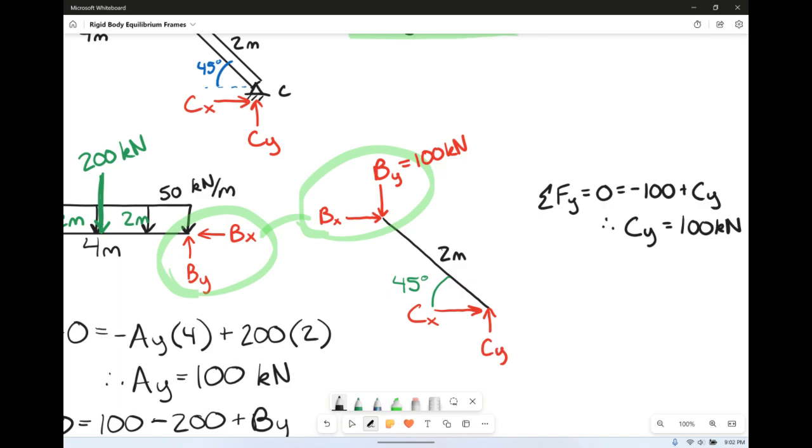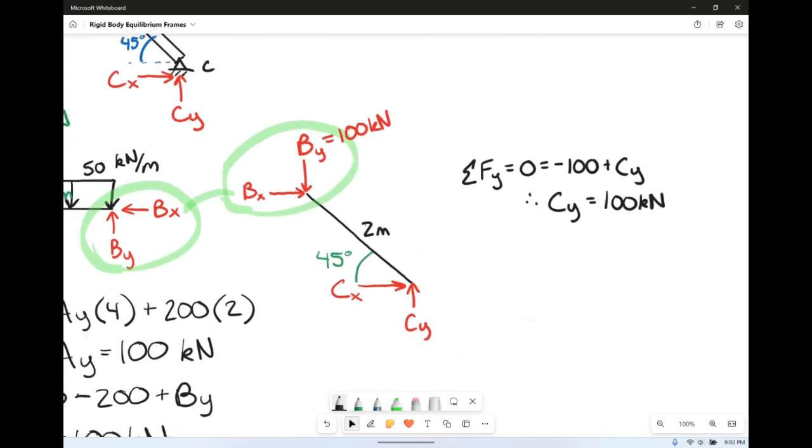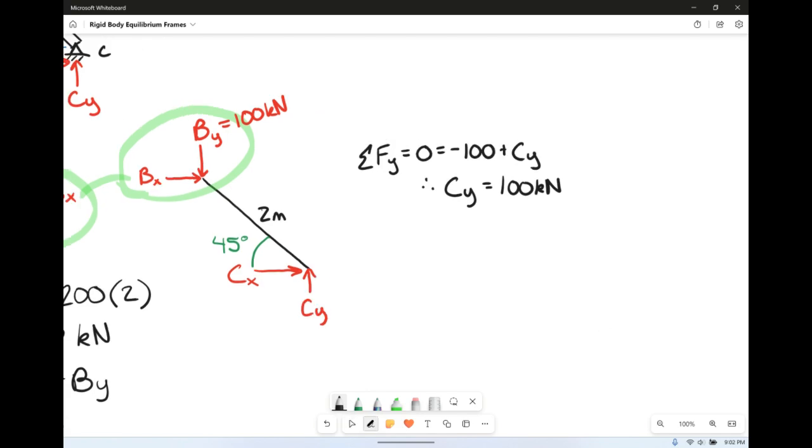But how do we find CX? Well, to find CX, we're not going to be able to sum forces in the x direction, unfortunately. We have to take a moment. And to take a moment, we're probably going to take a moment about B, but we kind of need distances perpendicular. And currently we only have a hypotenuse. So let's think about how we're going to get this.